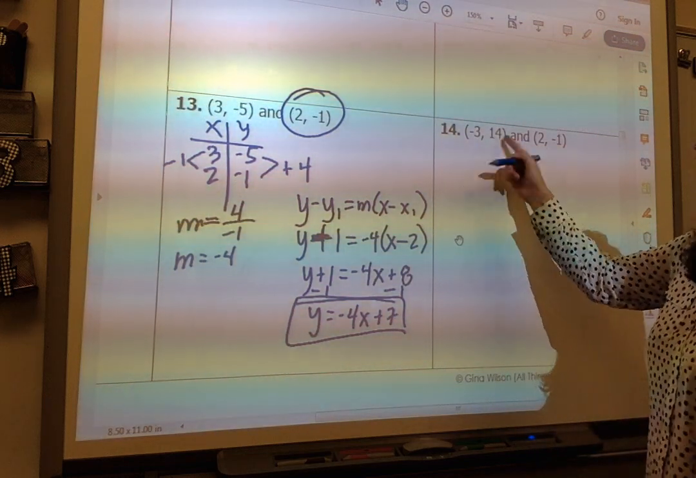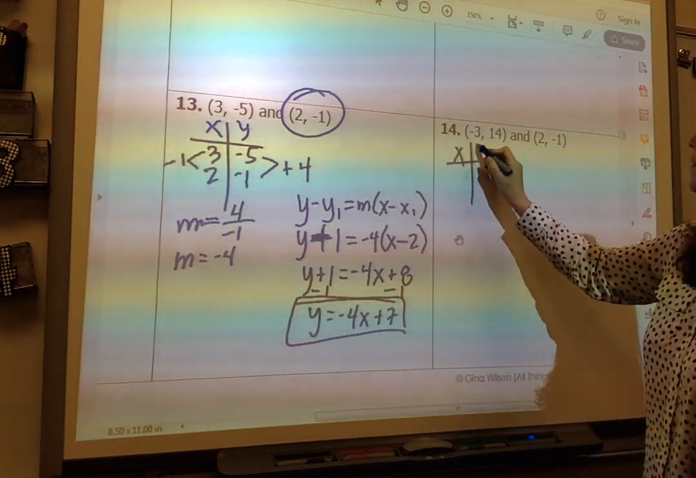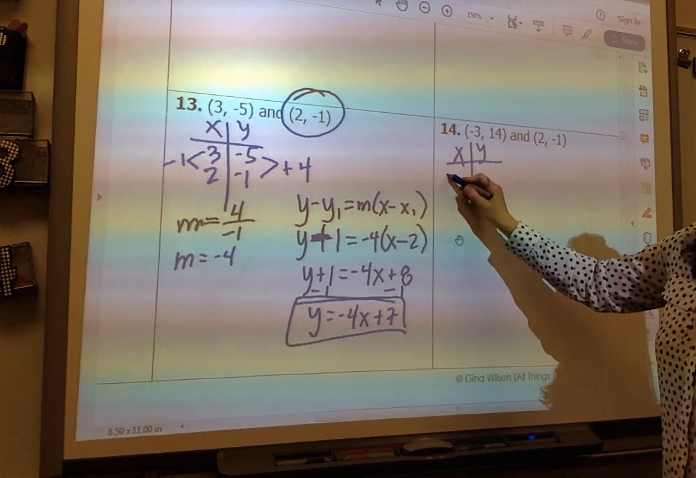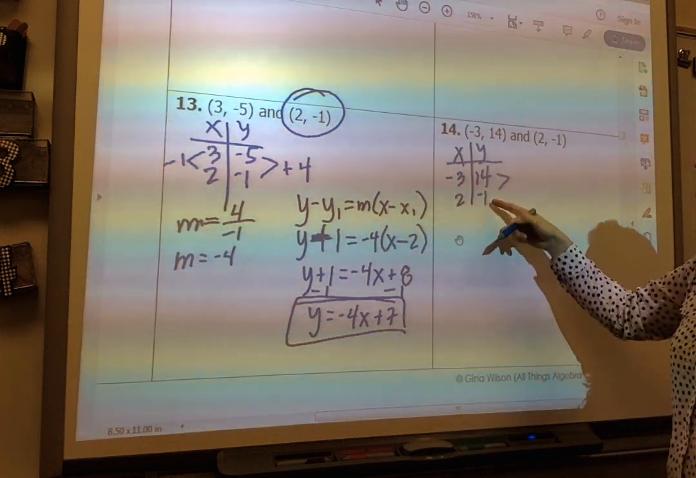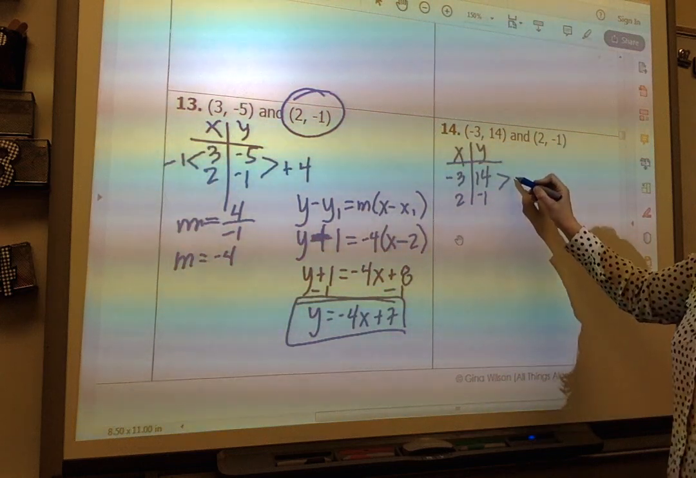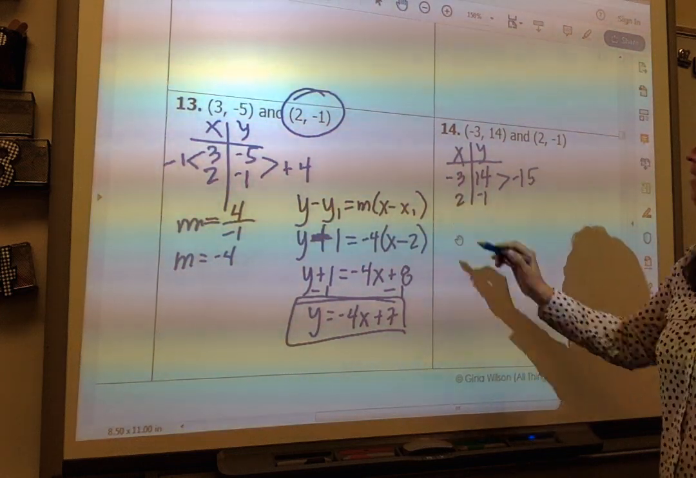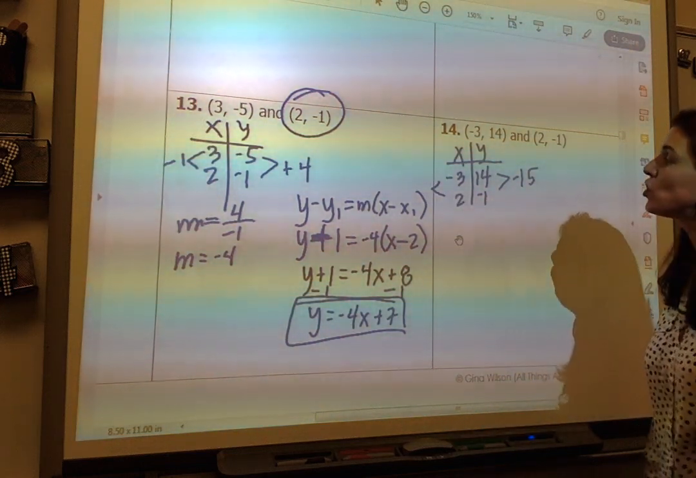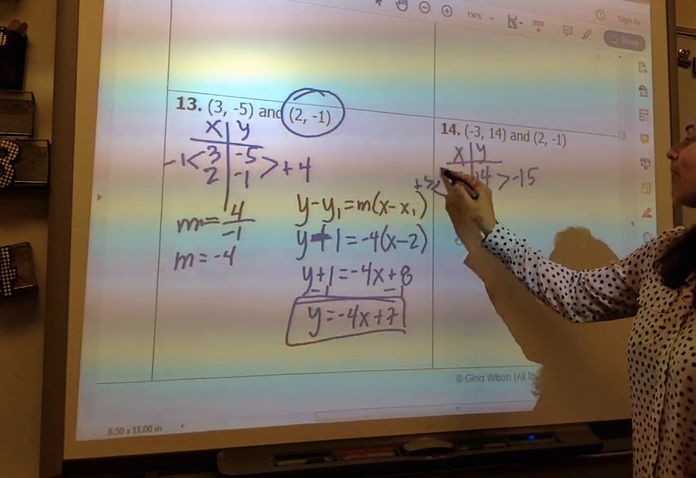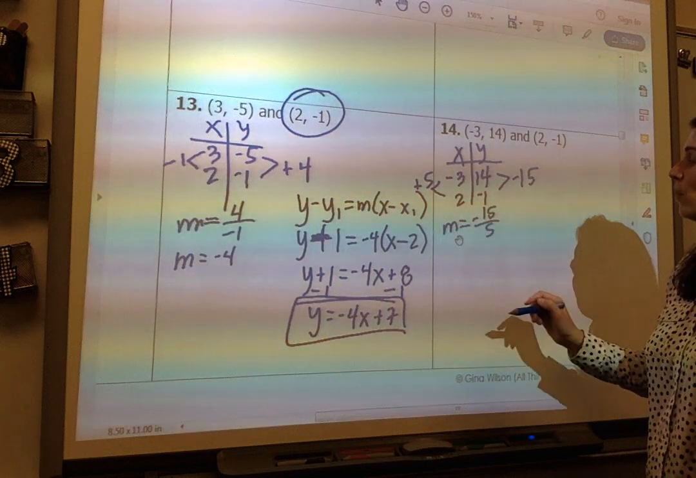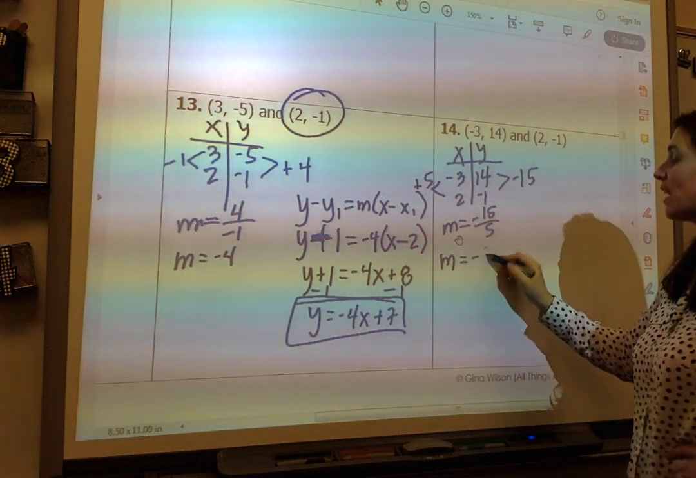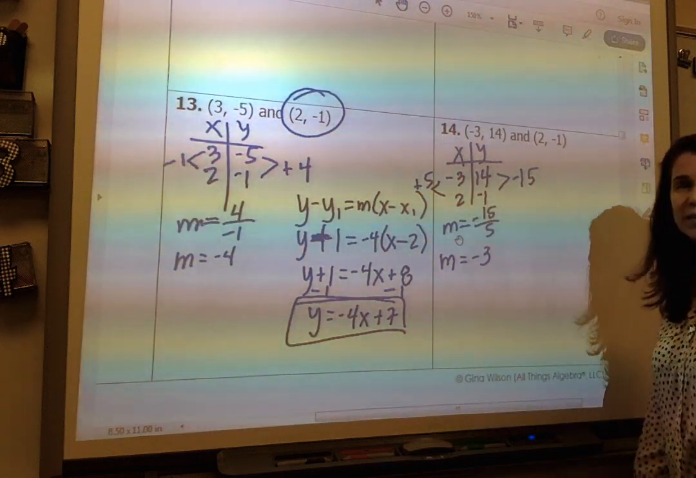Okay, number 14, I have 2 points. I cannot get around the fact that I have to find my slope. So -3 and 14, 2 and -1. To get from 14 to -1, I'm going to subtract 15. To get from -3 to 2, I'm going to add 5. And my slope is -15 over 5, which can be reduced to -3. So here I found my slope.